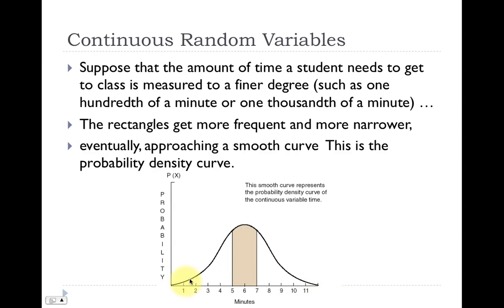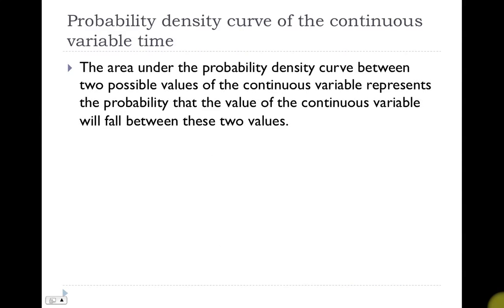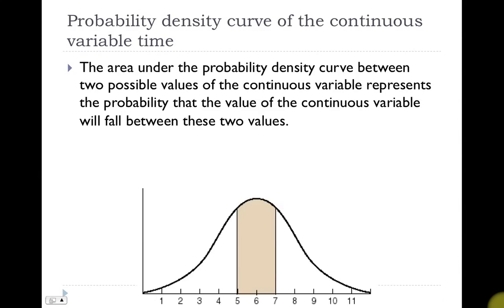This is called the probability density curve. We call it a curve because there's no more rectangles anymore. It's a smooth curve. However, no matter what, the area under the curve, just like the sum of the area of all the rectangles, is still 100%. The area under the probability density curve between two possible values of the continuous variable represents the probability that the value of the continuous variable will fall between these two values.